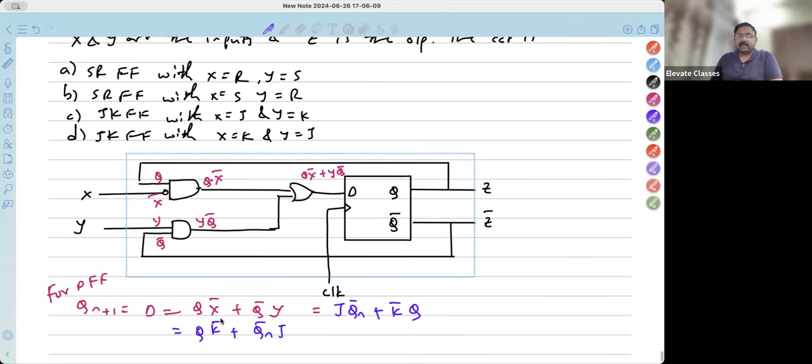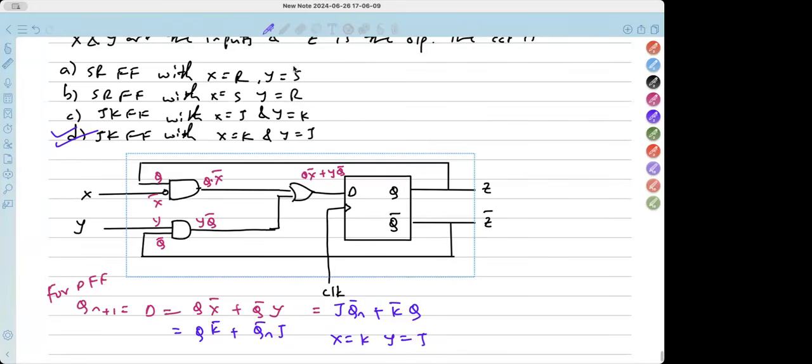Okay. अब ये क्या लग रहा है आपको? X is behaving as K and Y is behaving as J and the whole thing is behaving as a JK flip-flop. Correct? The whole thing is behaving as a JK flip-flop. So which is the right answer? Option D is the right answer where X is K and Y is J. Is this problem clear to everyone? Yes. Okay, just write this down.